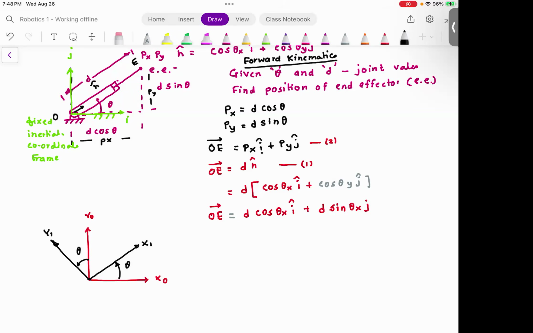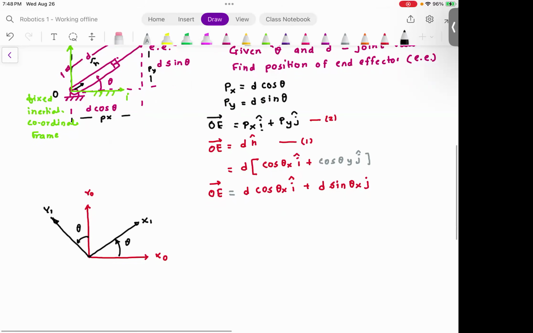Okay, so now here is the problem. We have two coordinate frames. Now let me define. A coordinate frame has three vectors. When you say three vectors, you have i, j, and k. So you have x, y, and z. You have x, y, and z.